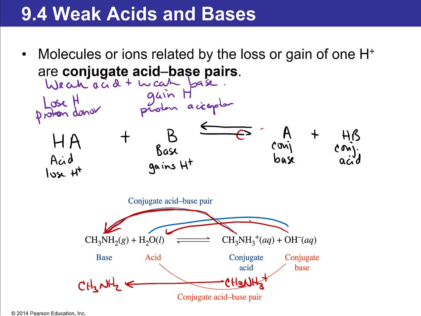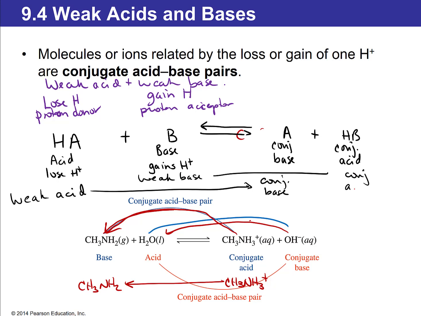So the thing to remember is a weak acid will become a conjugate base. A weak acid donates a proton, but in the reverse reaction, its conjugate base will accept it. So a weak acid will become the conjugate base. And a weak base will become the conjugate acid. It only happens if it's weak, okay? If it's one that doesn't dissociate 100%, one that you're going to end up with an equilibrium of these.